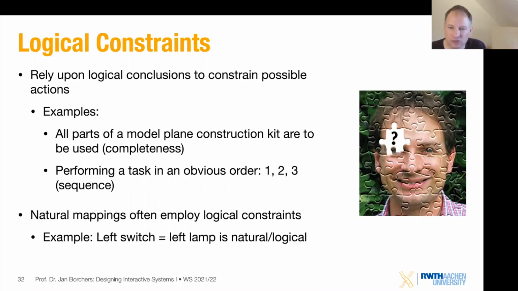Oftentimes, and this is where mappings and constraints play together, natural mappings employ these logical constraints. For example, if you have two switches for two lamps, and the left switch is for the left lamp in the room and the right switch for the right lamp, you could say that's a natural mapping from switch to lamp. But you could also say it's using a logical constraint: from looking at it and making logical conclusions, I would assume that one is the left one and the other one is the right one. As you can also see, as soon as we move beyond physical constraints, they are not quite as hard anymore, not as unavoidable. They can be overcome. So the strongest ones are the physical constraints that make it physically impossible to do something.